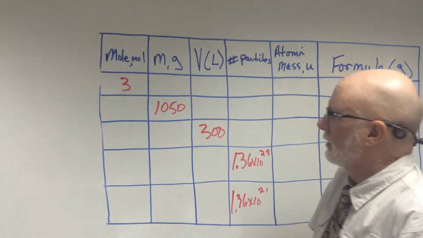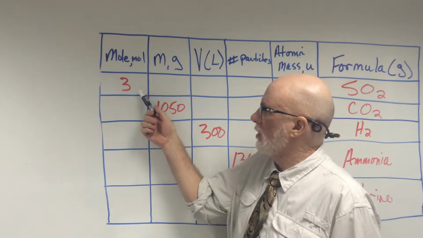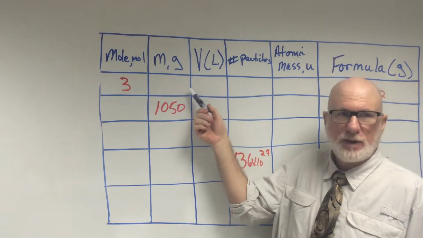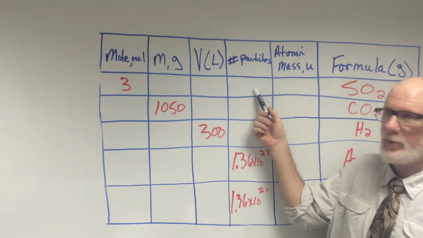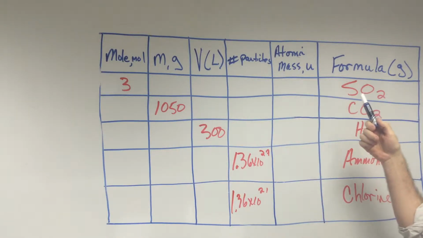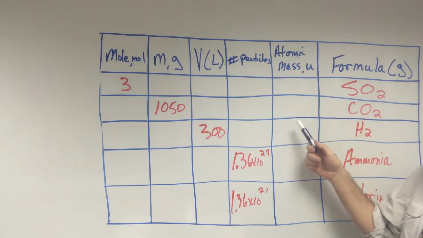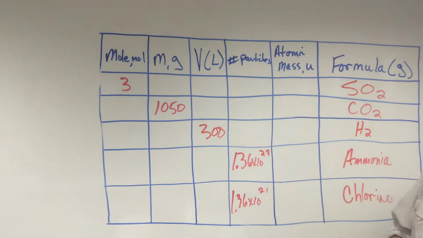So here's the chart, okay? Now, given 3 moles, I need to find the mass in grams, the volume in liters, the number of particles, the mass, the atomic mass. Here's the particle, and same thing. Now, this column is based on this column. Clear? You get it? Yes?